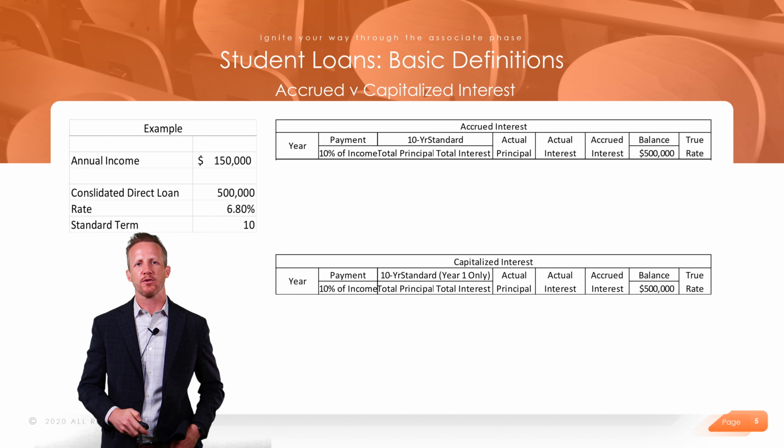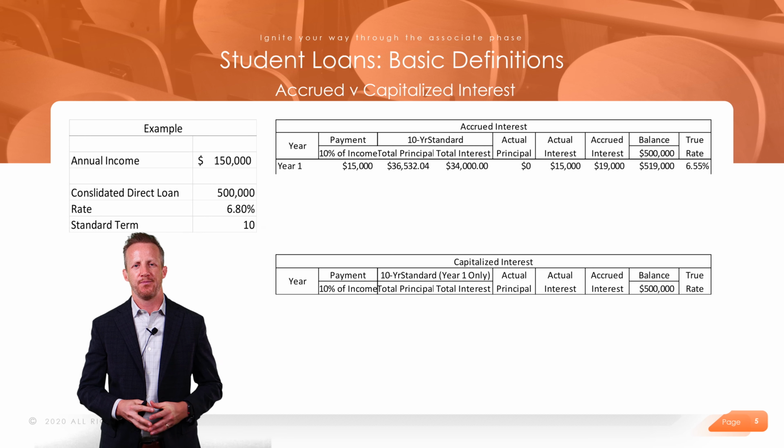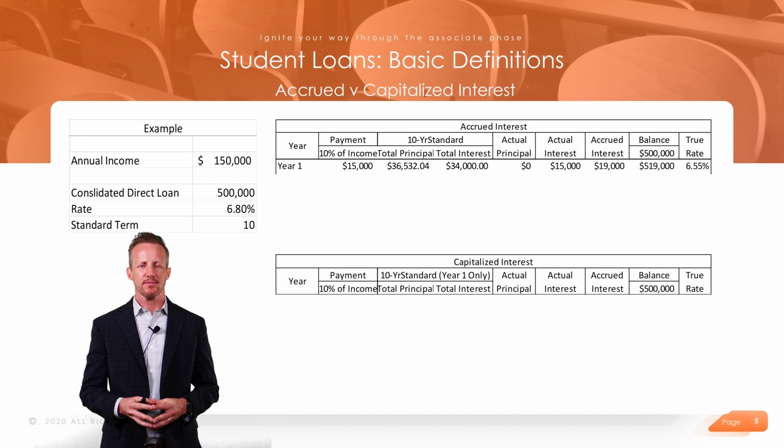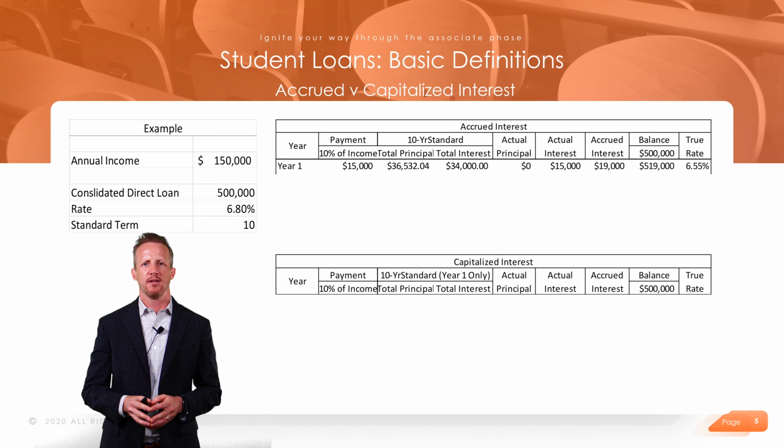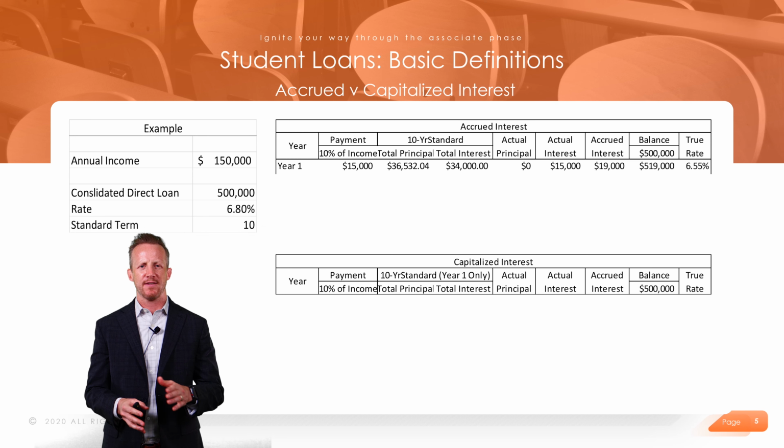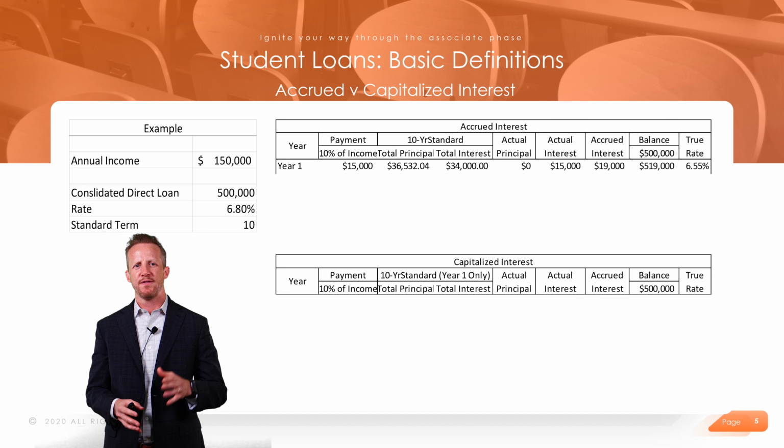Let's start off with accrued interest. Let's look at year one. In year one, you have a total payment where you can see at least how it's broken up. Actually, let me start on the left. You see the payment there, 10% of your income, is $15,000. Why am I using 10%?